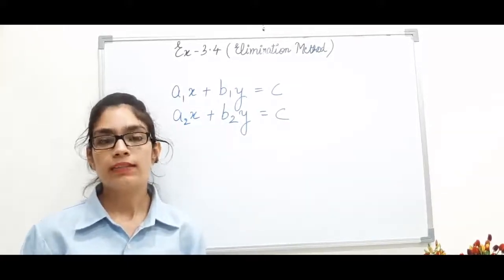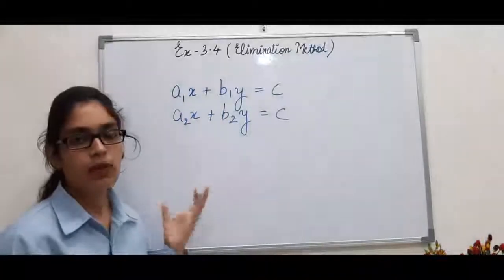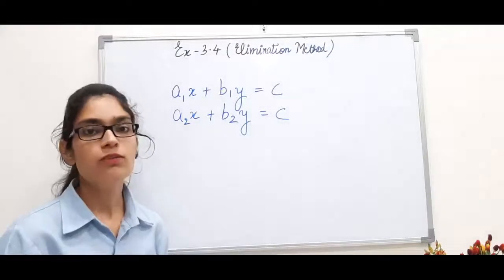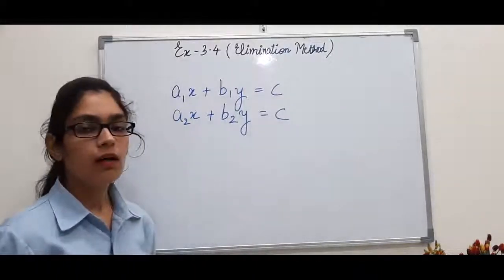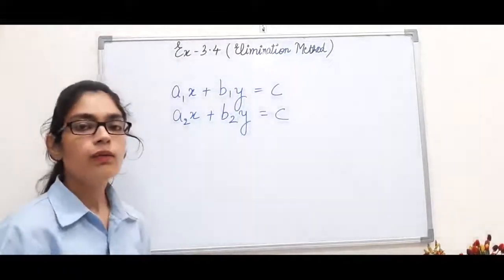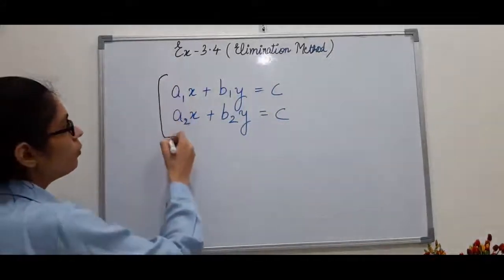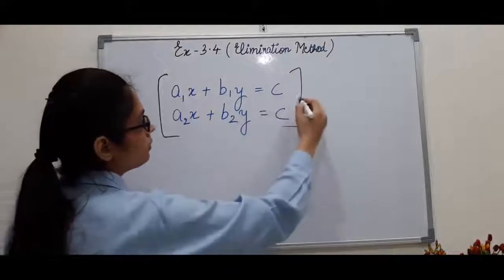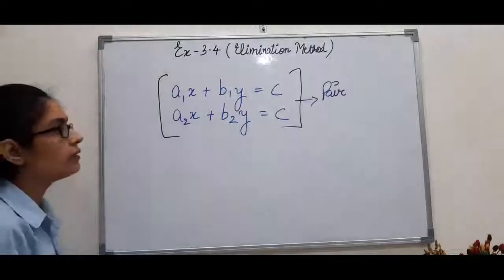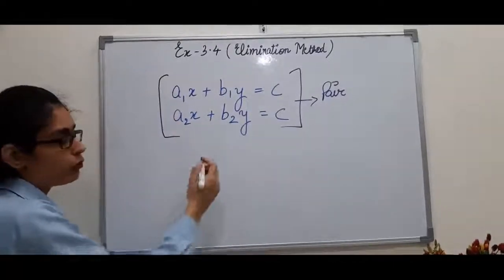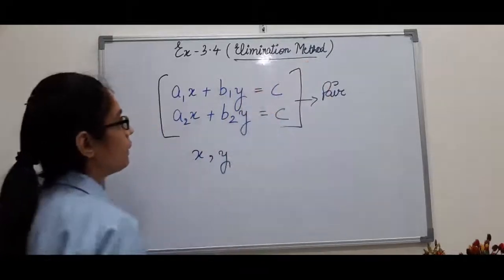Now we will try to understand what is the meaning of elimination. In common language, the meaning of elimination is to remove something. In the same way, in maths also we will apply that meaning to remove. Elimination means to remove. I have been given two equations, which means I have been given a pair of linear equations for which I have to find the solution. Solution means I have to find the values of x and y by using the elimination method.